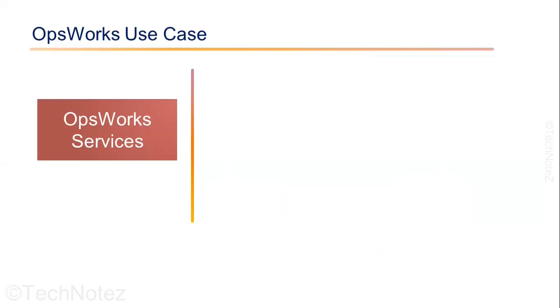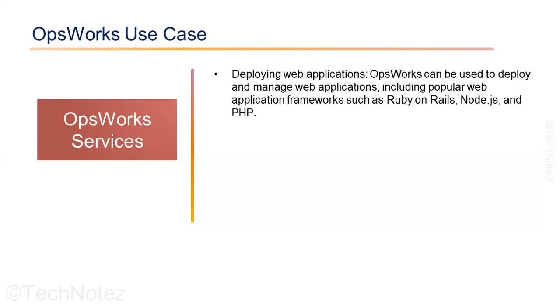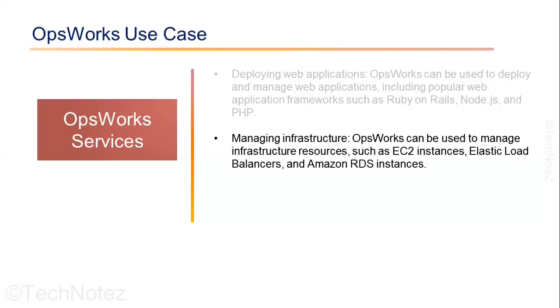OpsWorks is actually used to automate resource provisioning in the AWS environment. There are multiple practical use cases of Amazon OpsWorks that include deploying web applications. You can use it to deploy and monitor web applications, including popular web application frameworks such as Ruby on Rails, Node.js, and PHP.